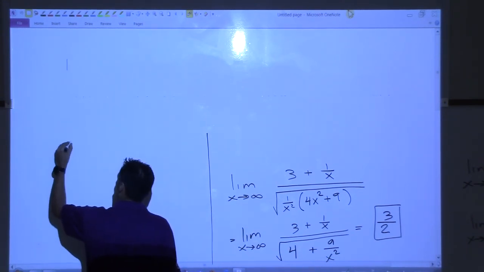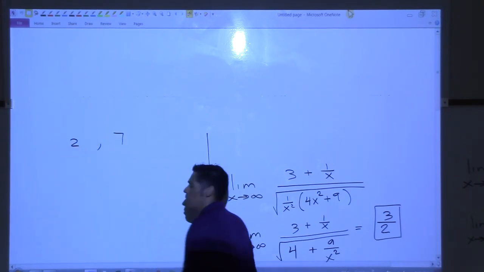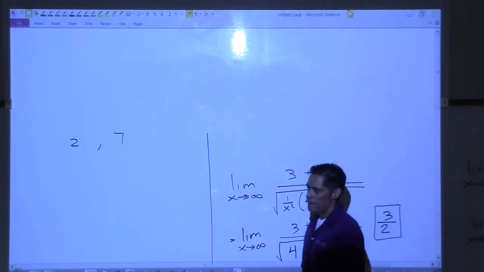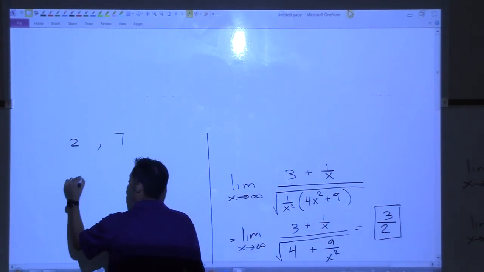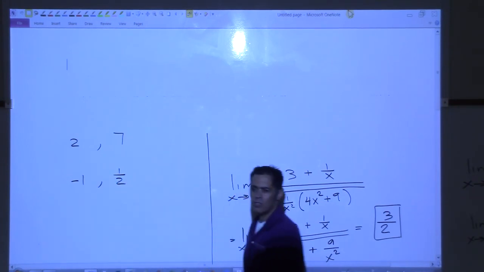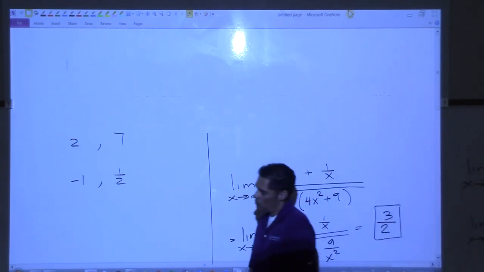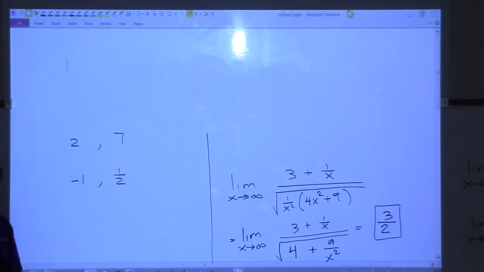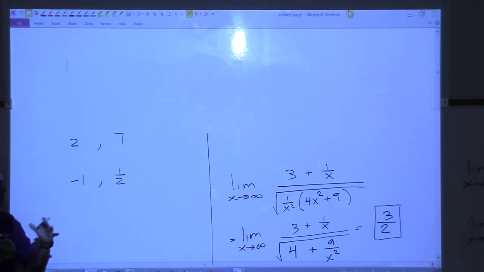Okay, if I give you two numbers, let's say I give you the number 2 and I give you the number 7. Which one of those is smaller? This is not a trick question. 2 is smaller than 7, right? Okay. What if I give you the number -1 and 1/2? Which number is smaller? Okay, so -1, why -1? Because it's further left on the number line? Or half because it's closer to 0? So there's some gray area here.